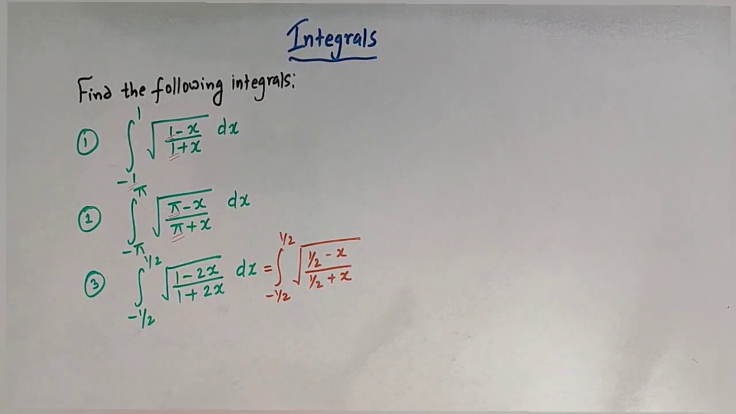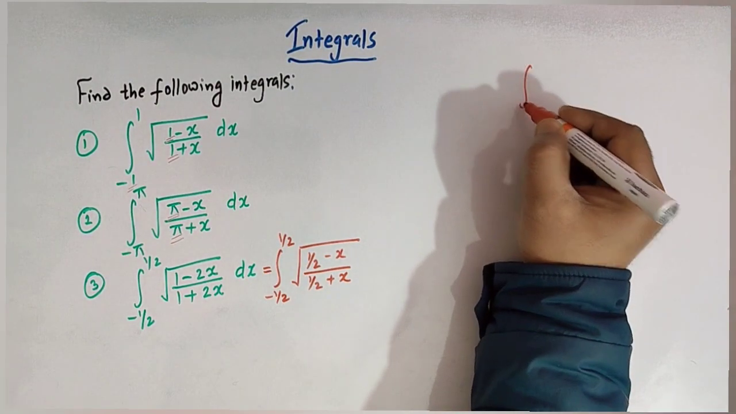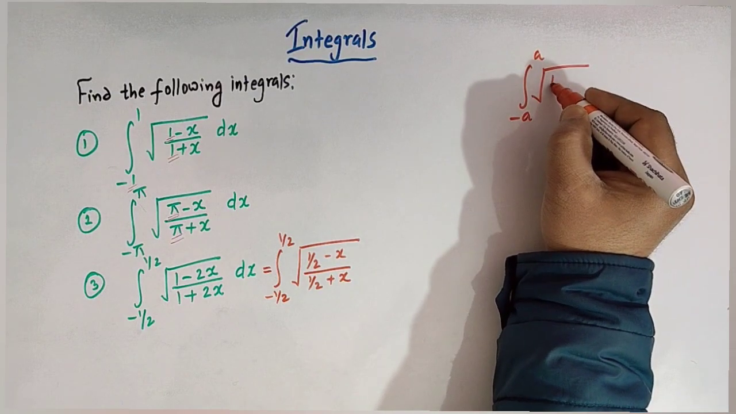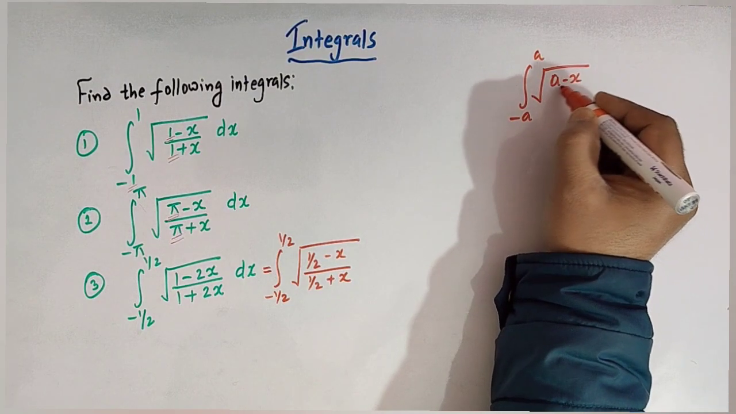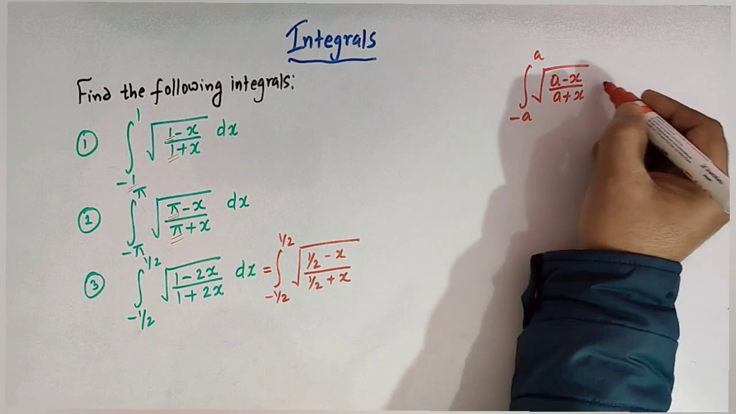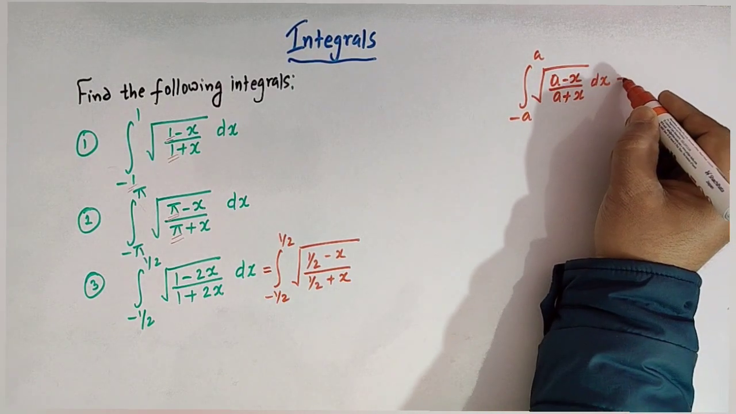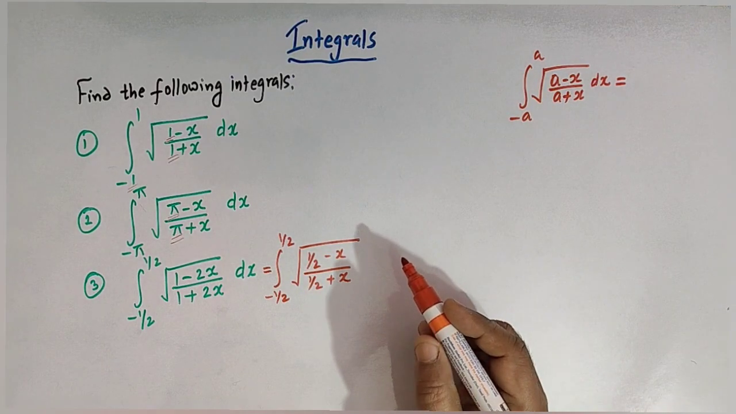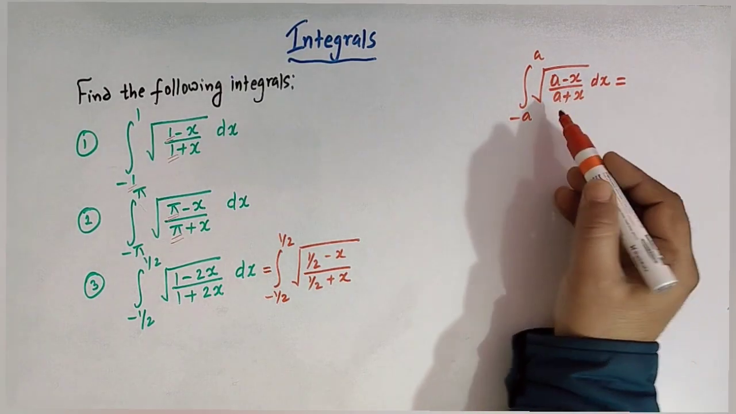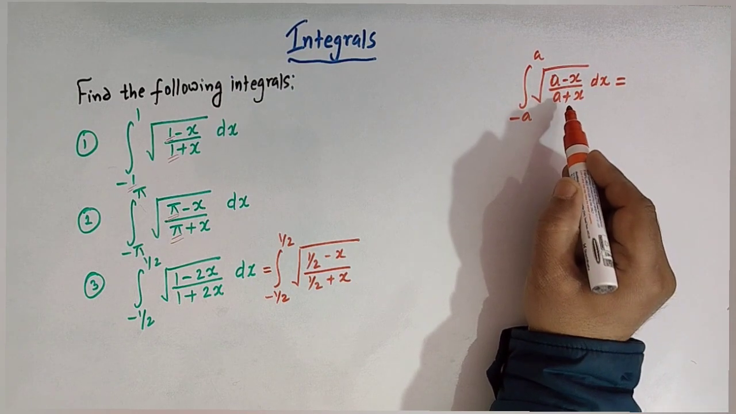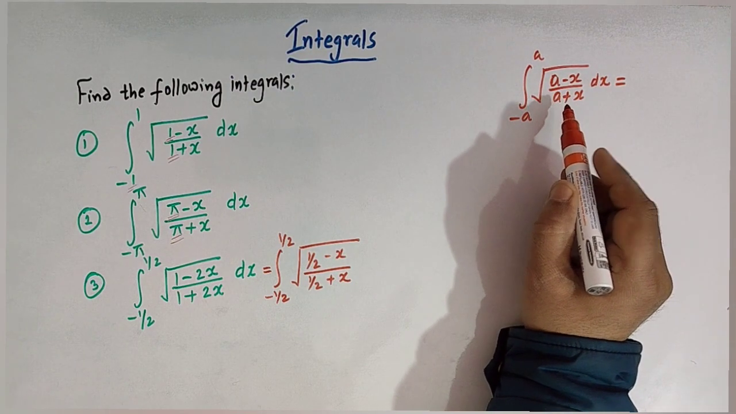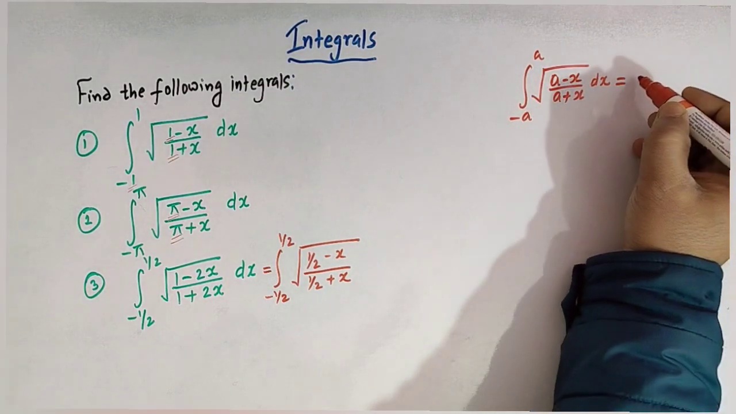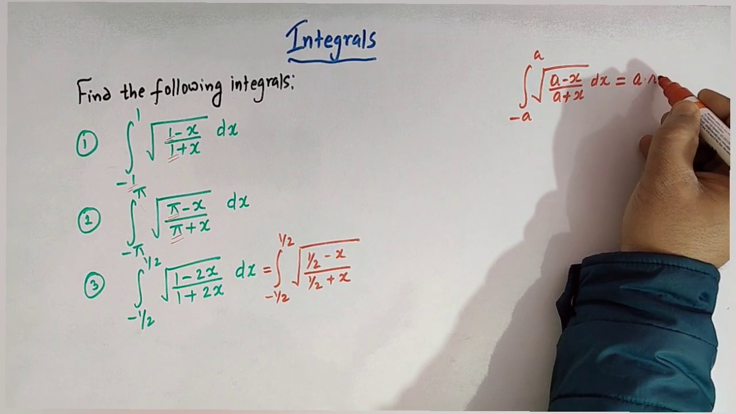Now let us consider the general integral, right? Suppose we have the integral from minus a to a, and we have square root of a minus x divided by a plus x dx, right? So now if we use the usual method of integration, that is by method of substitution or by rationalizing the denominator, then we can get the value of this integral as a times pi, right?